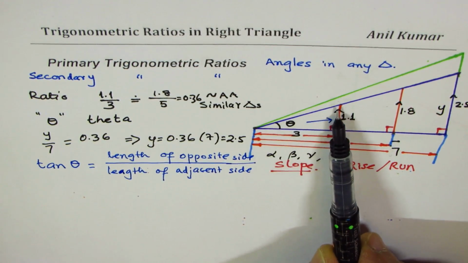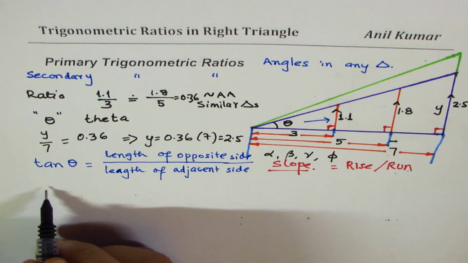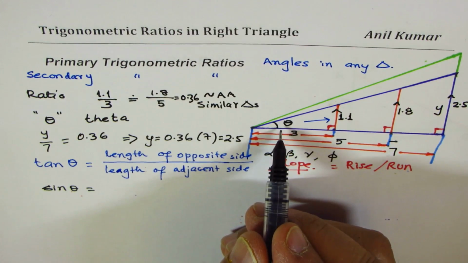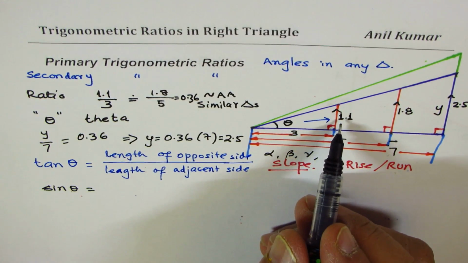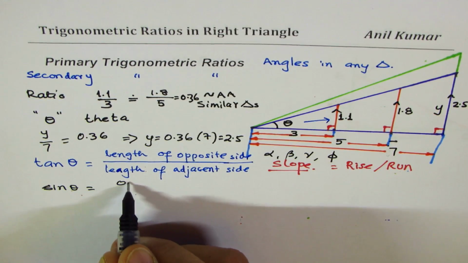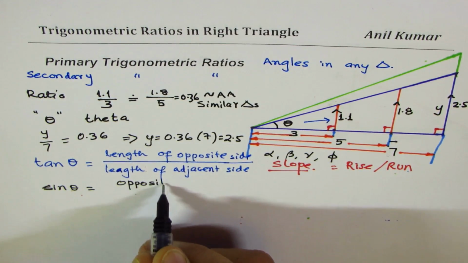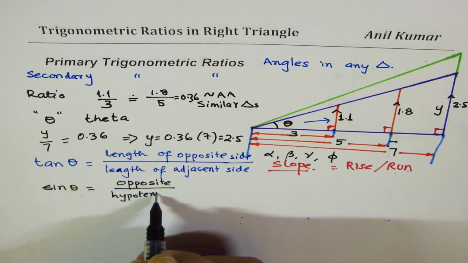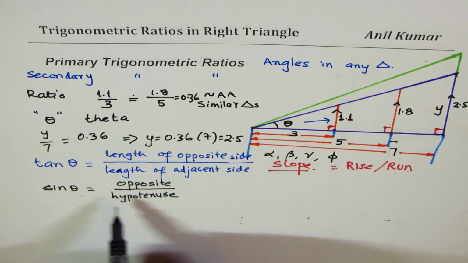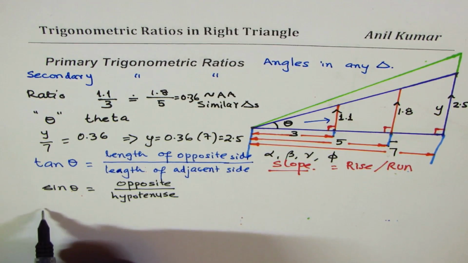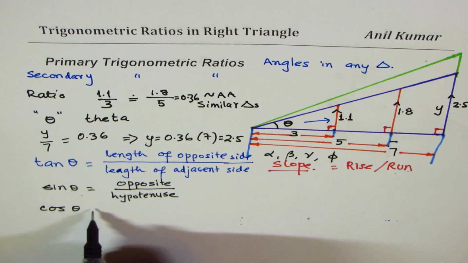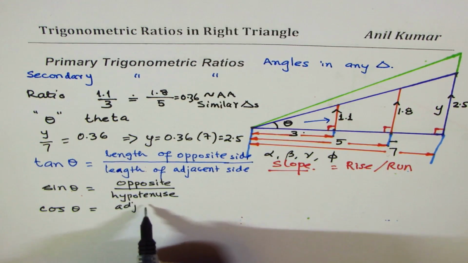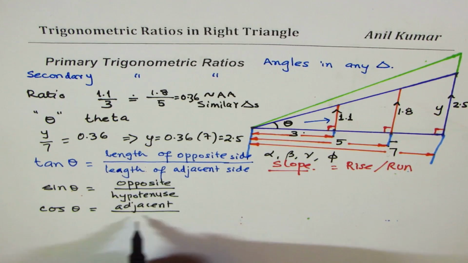The other ratios will incorporate the hypotenuse. So we have two other ratios in primary ratios. One of them is called sine theta. So sine of angle, that angle, right? Theta. Sine theta is opposite over hypotenuse. So I'm just writing in short now. So it is opposite side length over hypotenuse. And we have the third ratio, which is called cosine theta. In short, we'll write as cos theta, which is adjacent side over hypotenuse.